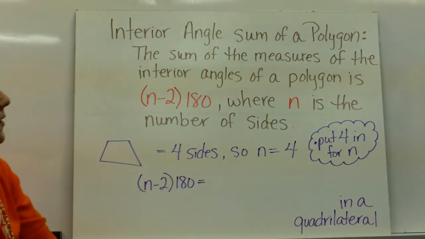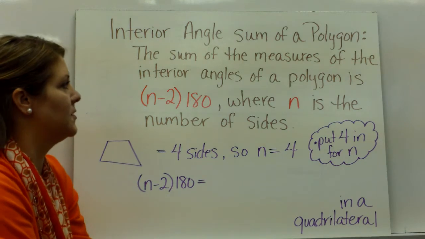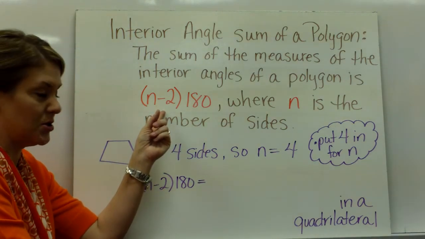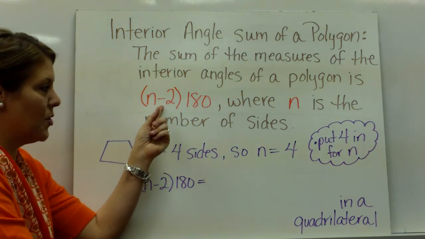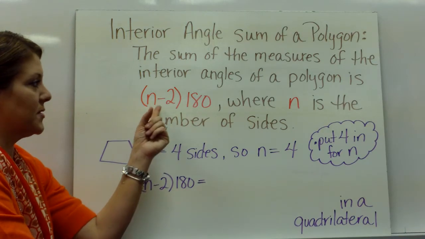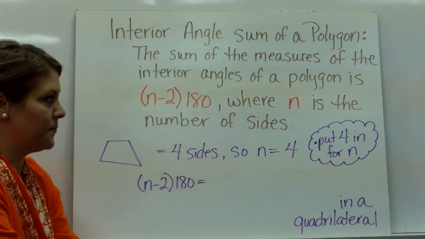Interior angle sum of a polygon. The sum of the measures of the interior angles of a polygon is represented by this algebraic expression: (n minus 2) multiplied by 180, where n represents the number of sides in that figure.